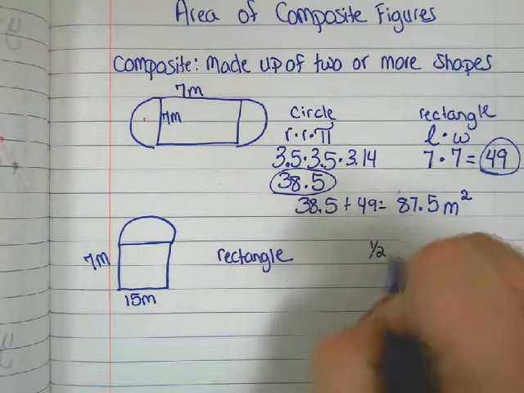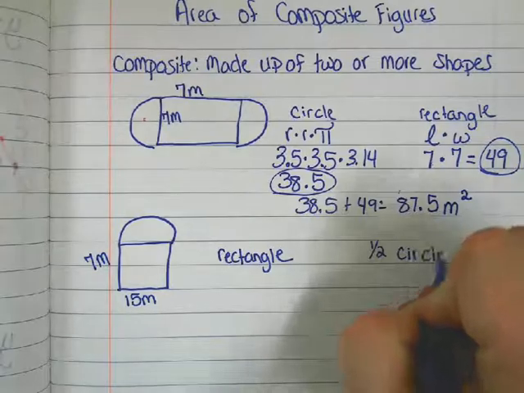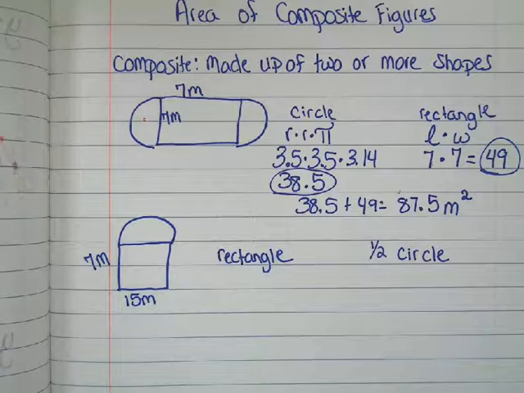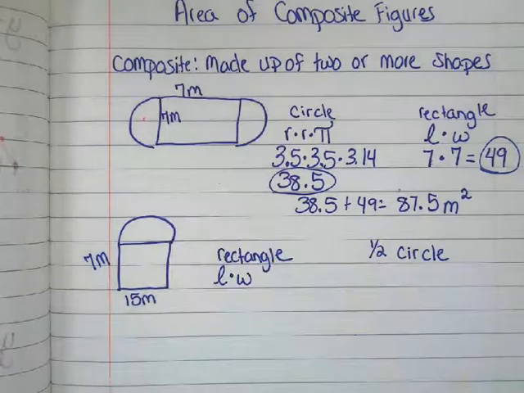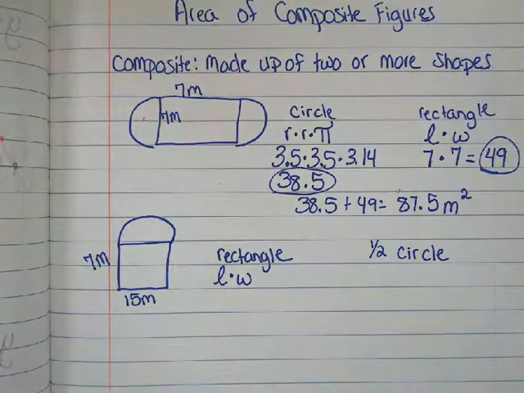So let's find the area of the rectangle. Again, I'm taking length times width. So what's my length and what's my width? 7 times 15, and what do I get? 105.